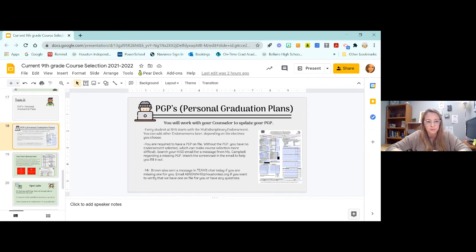This question, do they have to put S with their ID number? You don't need to put S with your ID number on the course registration sheet, just your ID number. Can high school classes that were taken in middle school count towards endorsements? Yes, they can.